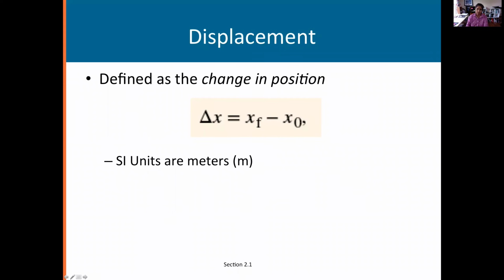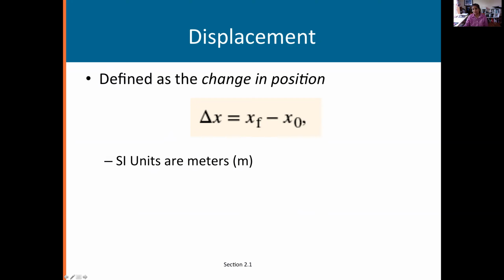Okay. So if an object on this line, the x-axis, changes its position from some initial position, which we might call x0, 0 being for time equals 0 at that initial place, to some final position, xf for x final, okay, then the displacement is given by its final position, and you need to subtract out the initial position. So it's always x final minus x initial.